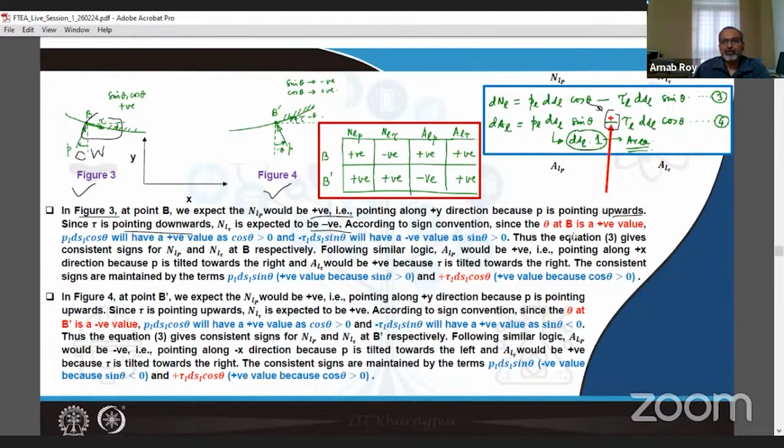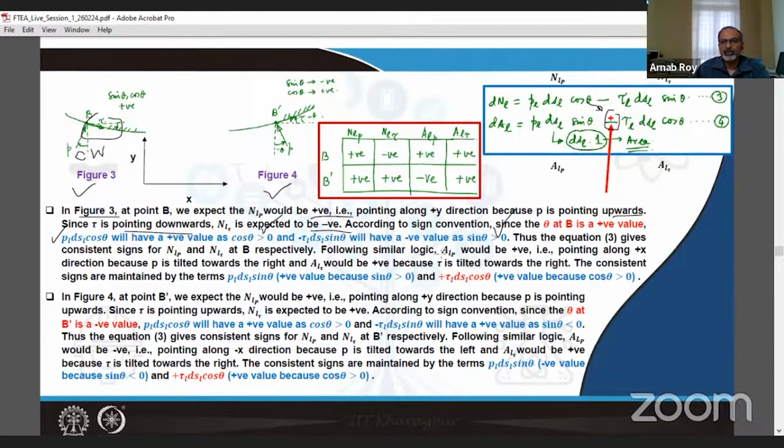Therefore, theta is positive at B, so PL DSL cos theta will have a positive value as cos theta is greater than 0, minus tau L DSL sin theta will have a negative value as sin theta is greater than 0. Thus, equation 3 gives consistent signs for NLP and NL tau at B respectively.